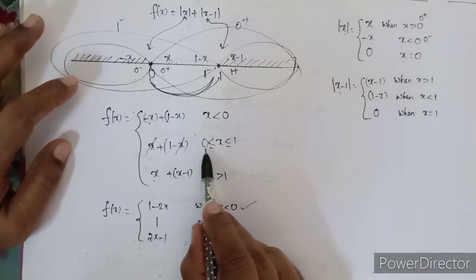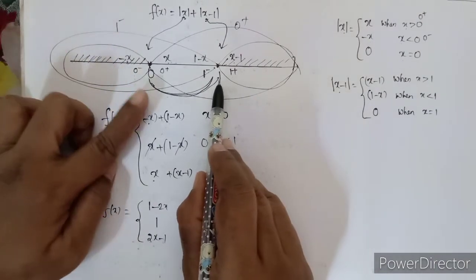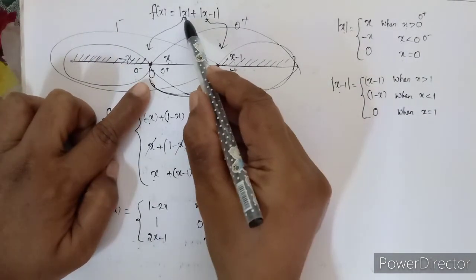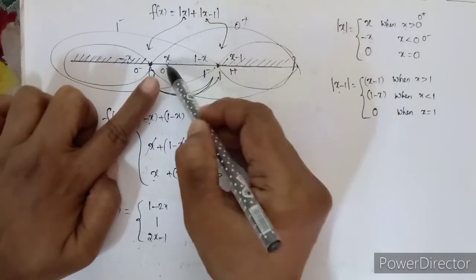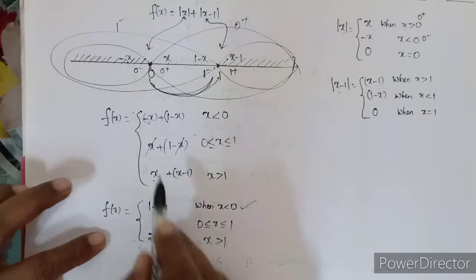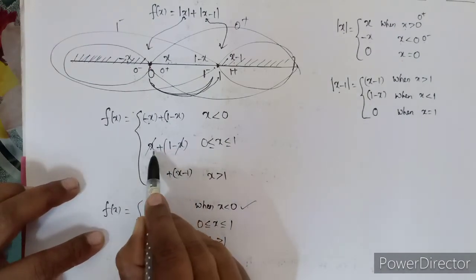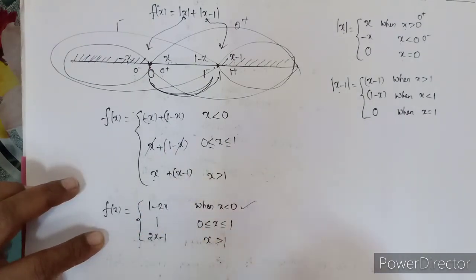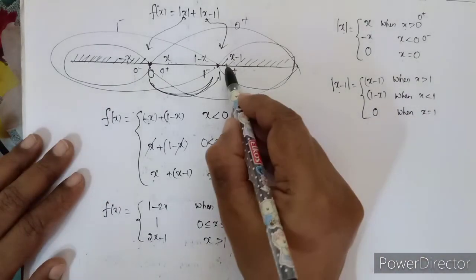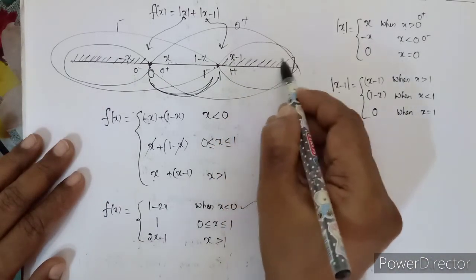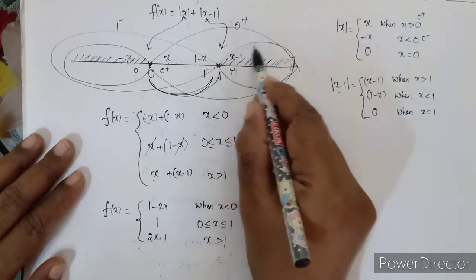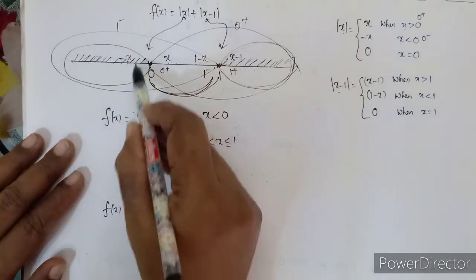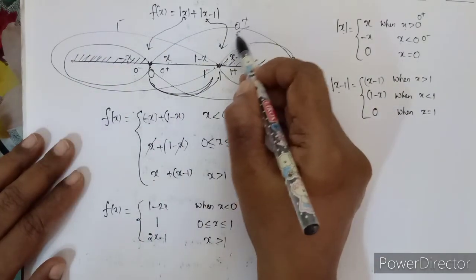When x is in between 0 and 1, mod x is equal to x, mod of x minus 1 is equal to 1 minus x. We should add these two terms. On adding these two terms, plus x and minus x cancel, so we get 1. The third case is when x is greater than 1. All these x's are greater than 1. These are all greater than 0 also. That means they are in the positive neighborhood of 0.